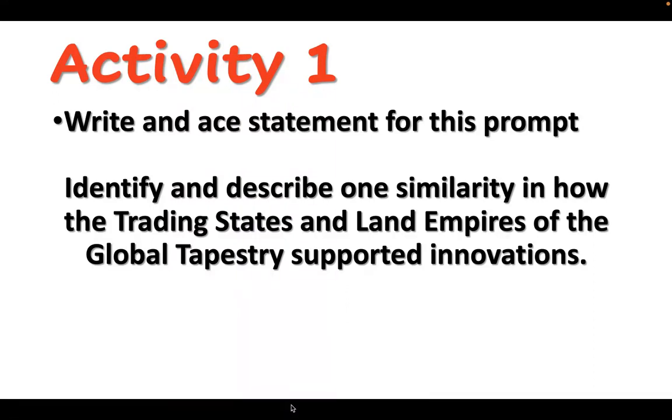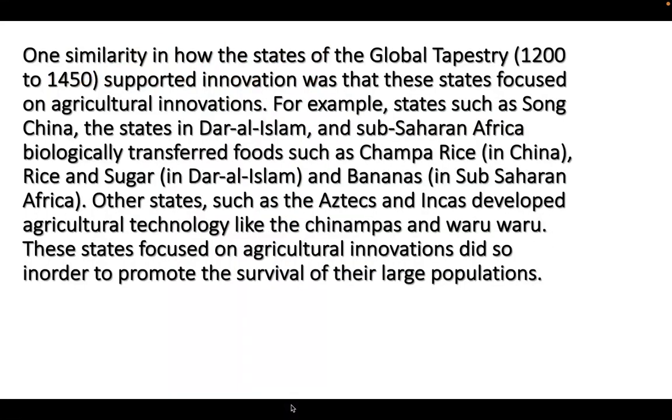Okay, welcome back. All right, so an example. And again, you could have written a number of different things. But my main similarity in how the states of the global tapestry supported innovation was they focused on agricultural innovations. So I've got my similarity, I've got my answer, which is agricultural innovations, I've got the who and the when. So my evidence, remember this is the rule of 3, I give 3 examples.